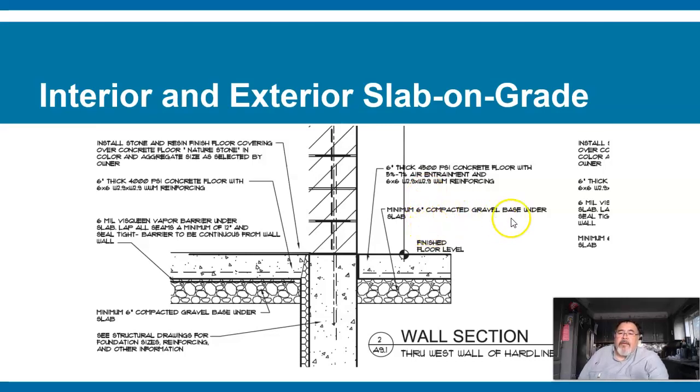Compacted gravel under base. So you've got gravel under here. Gravel under here. So it's through west wall of hard lines. So I can't explain more than that. But one's an interior floor, one's an exterior floor. I'm guessing this is going to be the interior floor since it says finish, and it's got this symbol here which calls out the finished elevation.